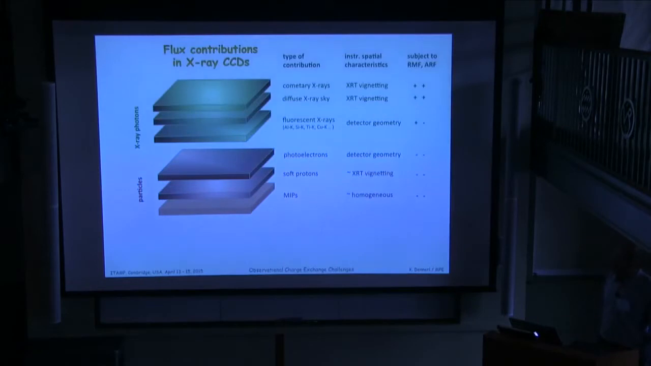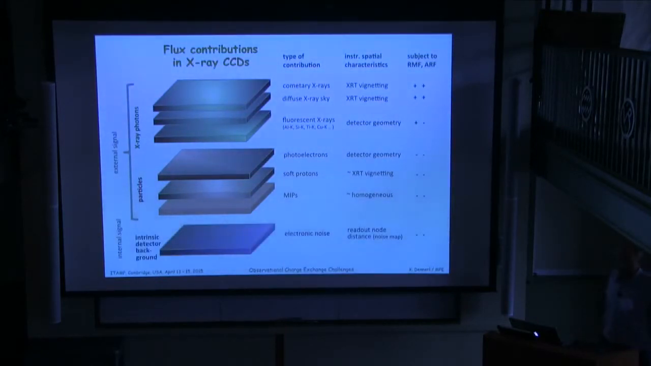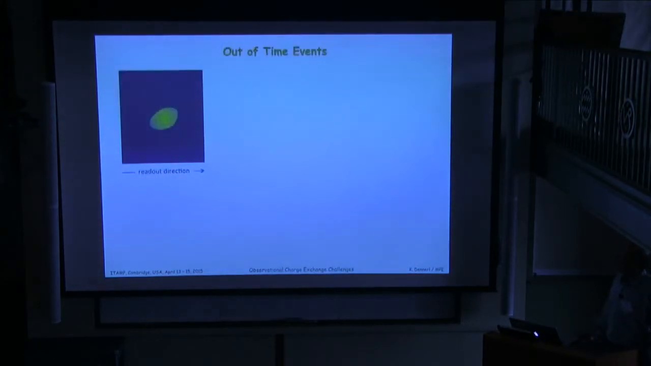And still not the end. This is all external signal. There's also internal signal. The detector itself is producing background by electronic noise, thermal noise, and other components. And this thing is further complicated by the fact that all these instrumental characteristics are smeared along the readout direction by an effect which we call the out-of-time event effect. And this is illustrated here. Assume this is your detector, this background, this is your source.